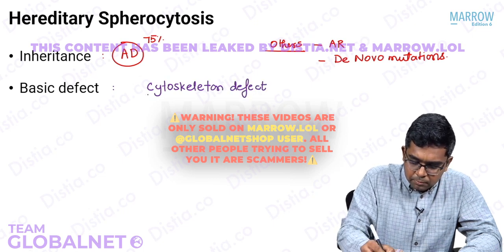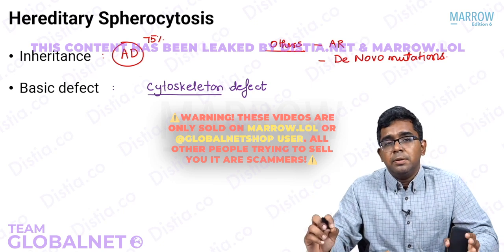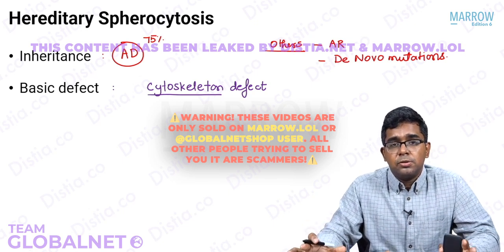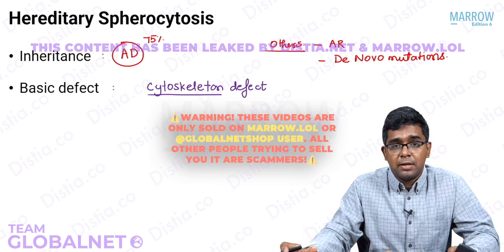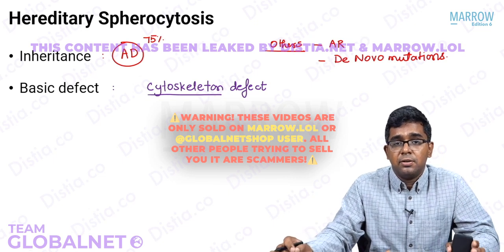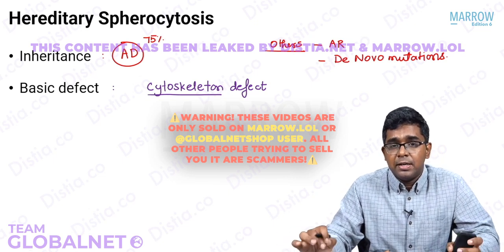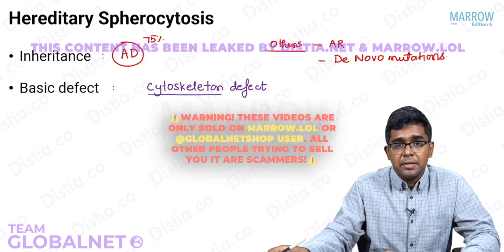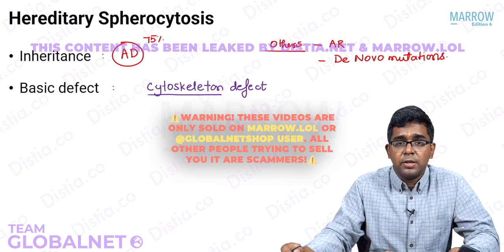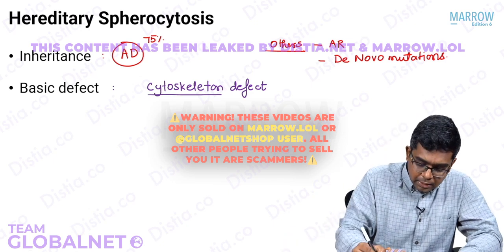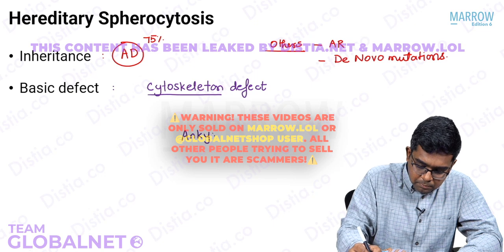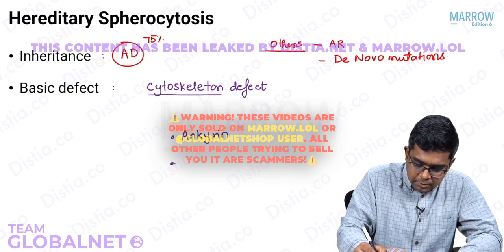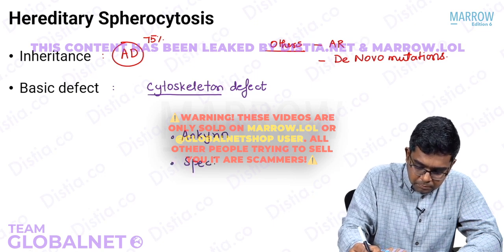Now basically remember this, there are so many proteins which contribute to maintaining the shape of the RBC or maintaining the cytoskeleton of the RBCs. A defect in any of those proteins can be associated with hereditary spherocytosis. Now, what are the common proteins which are defective? These include ankyrin, spectrin, and band 3.